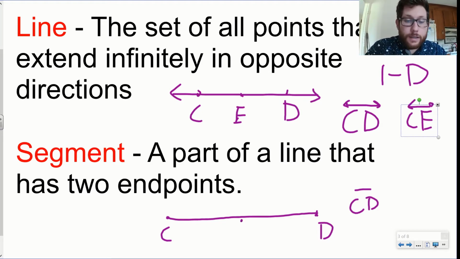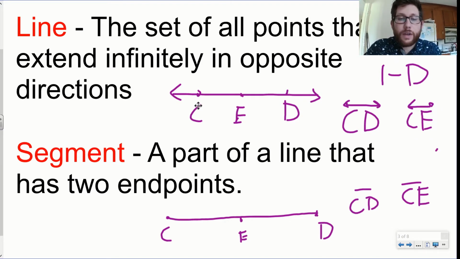Now let's look at this. What if I put point E here? Is CE the same as CD? Well, they're not the same because CE goes from this point to that point, right? CD is the whole thing. Whereas with my line, I can pick any two, and the reason I can pick any two is because it has the arrows. It's not just C to E, it's everything on either side of C and either side of E.